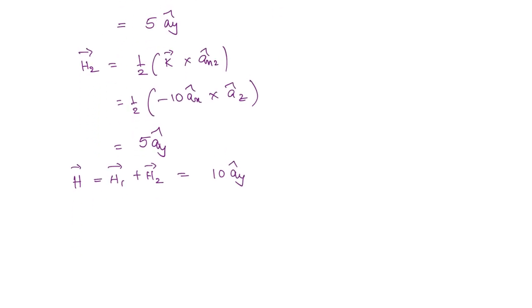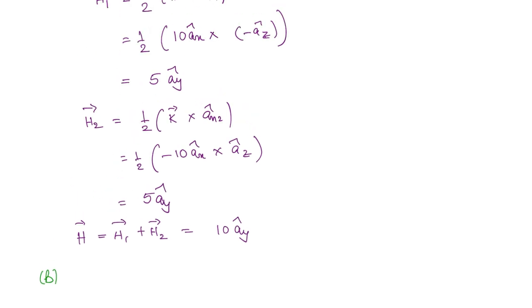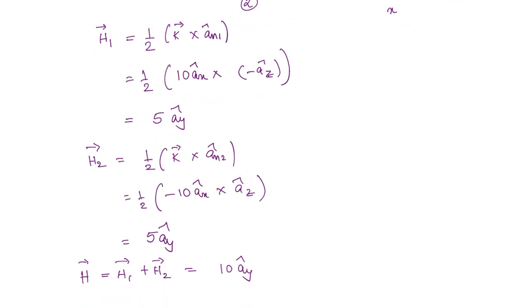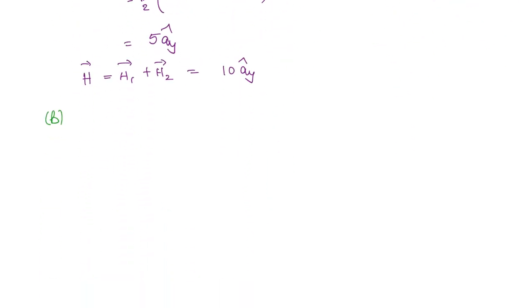Now if you take the second point, what is the second point here? It is 0, minus 3, 10. The z coordinate is 10, so it will be above both these planes. So we can redraw the planes here. This is the z equals 4 plane and this is the z equals 0 plane, and the point we want is here, 0 comma minus 3 comma 10.